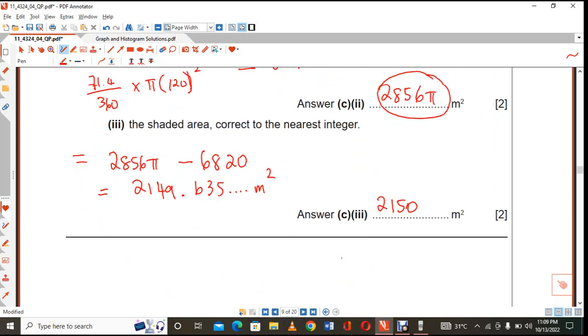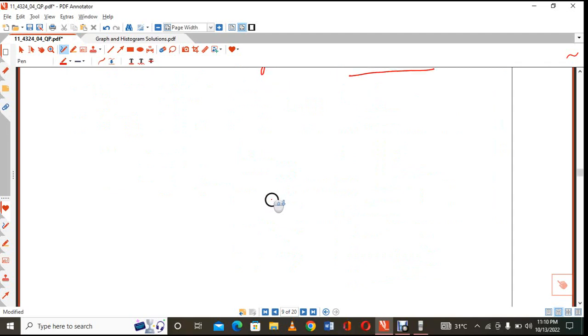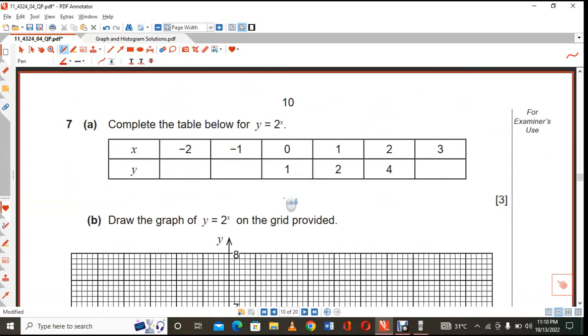So the acceptable answer for this, they will give you an answer in the range of 2,146 to 2,152, because it all depends what value of pi you are using and stuff like that. Okay, that was quite a mouthful. Let's go to question 7.